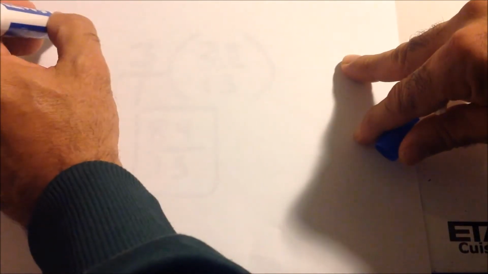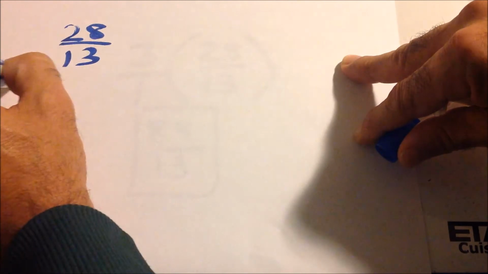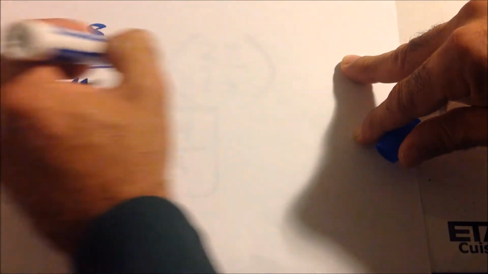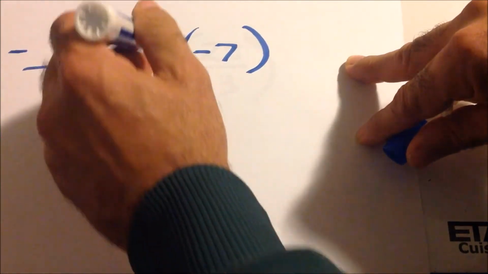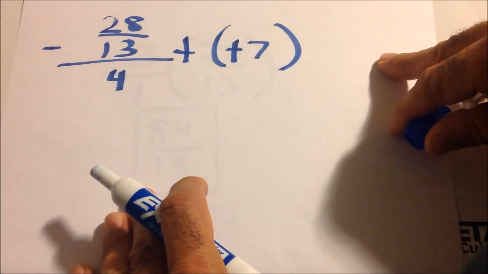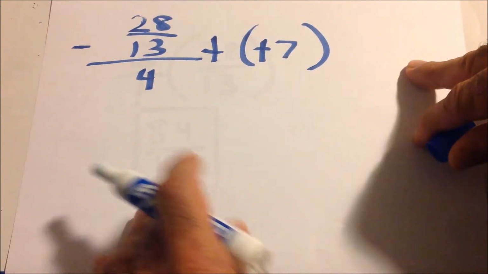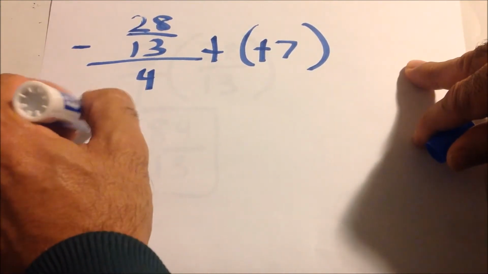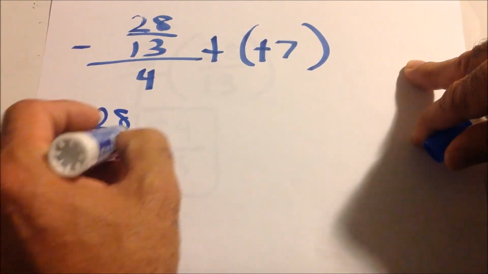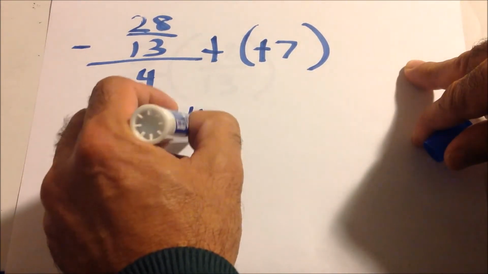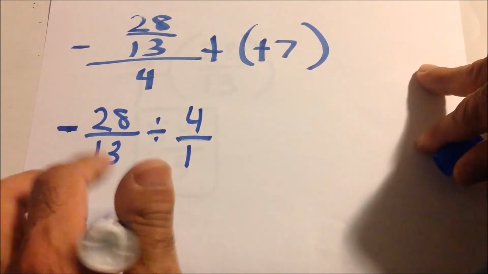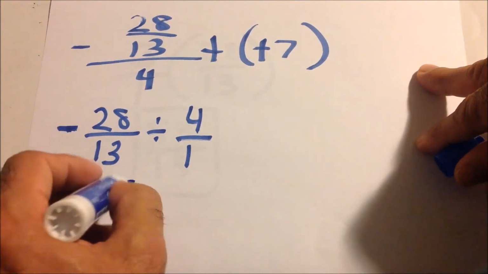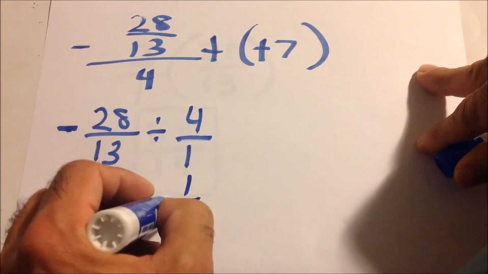So let's look at the other one. Now the other one we said was 28 over 13 divided by 4, and a negative 7, which we know becomes plus 7. Keep, change. Let's bring that over. Now we're saying 28 over 13 divided by 4 over 1. And we have a negative here, so this answer will be negative. So negative 28 over 13 times 1/4.